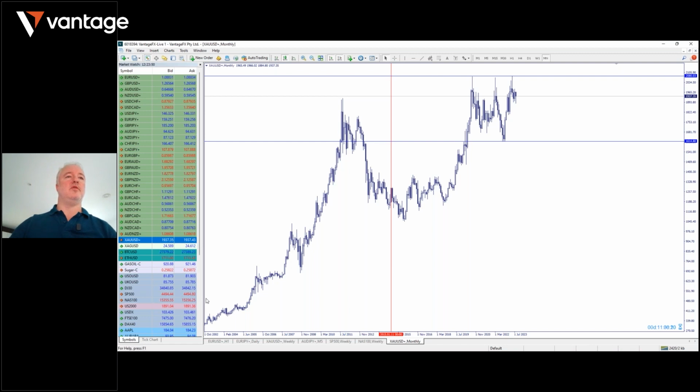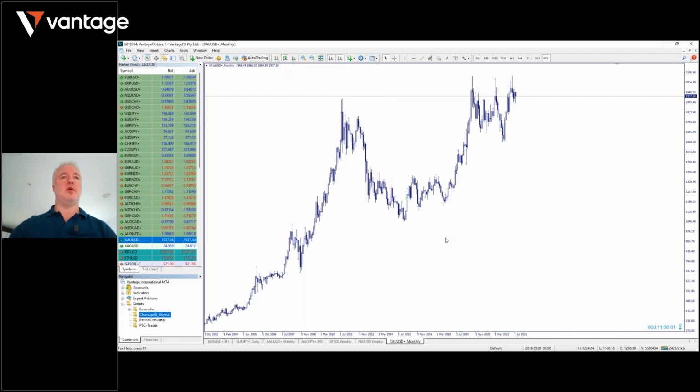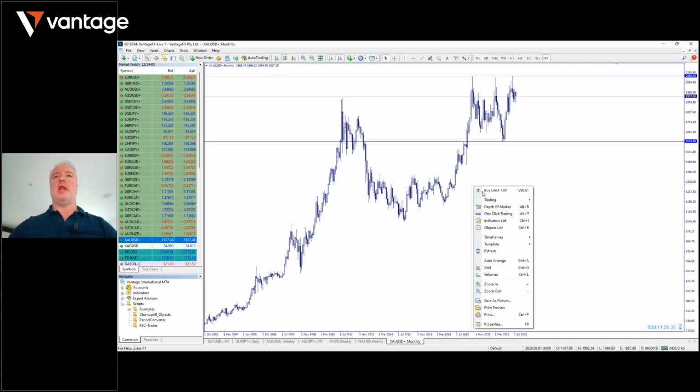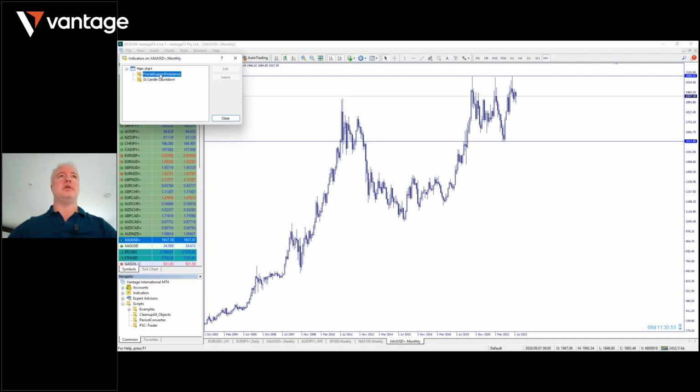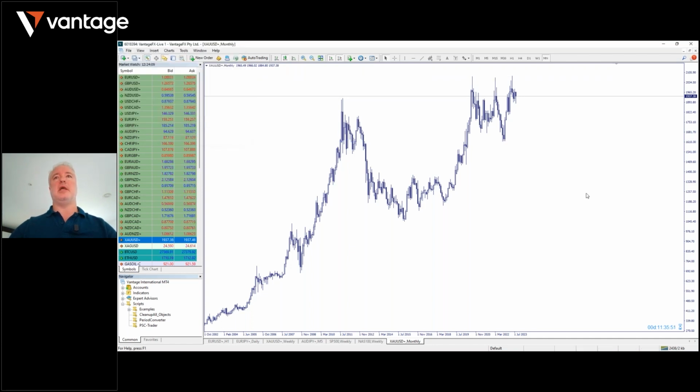And I'm going to remove all the objects here, so let's just clean this up. There's a very nice script that I can use for this. I go through to my scripts and clean up all the objects, so it just removes all the drawings and stuff on the chart. Oh, and actually I'm going to get rid of this indicator as well. All right, there we go.